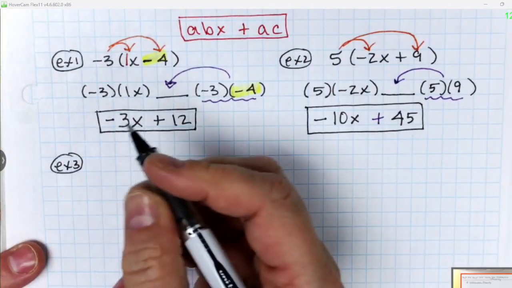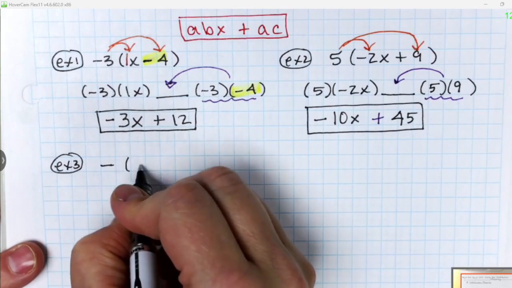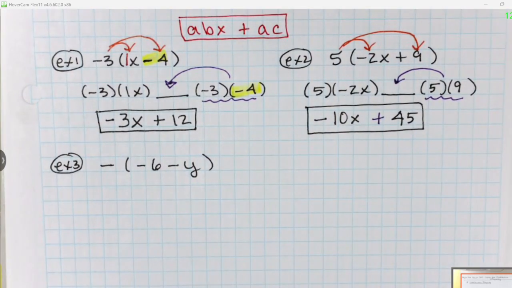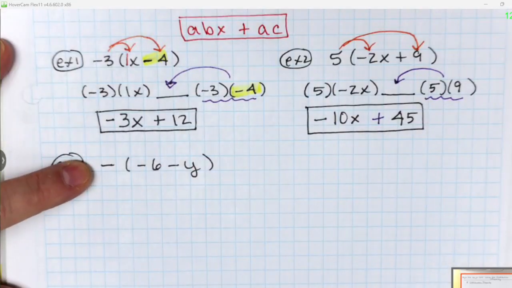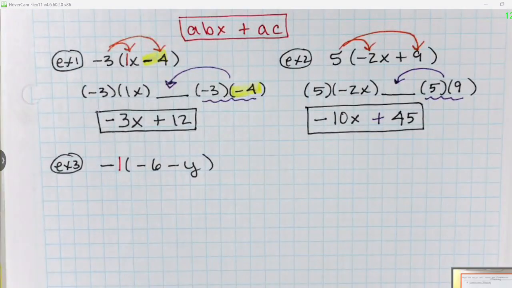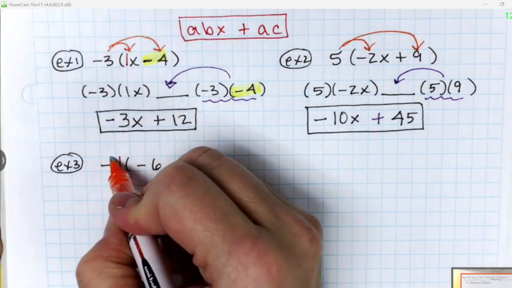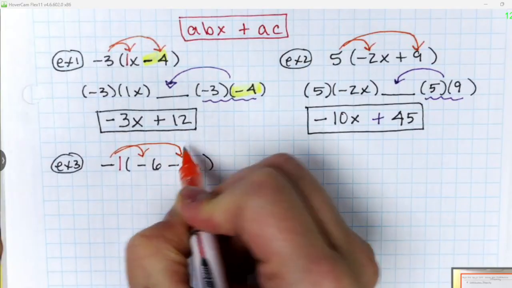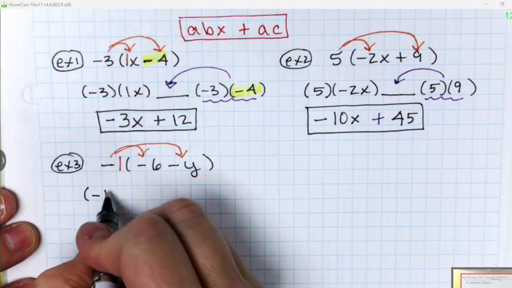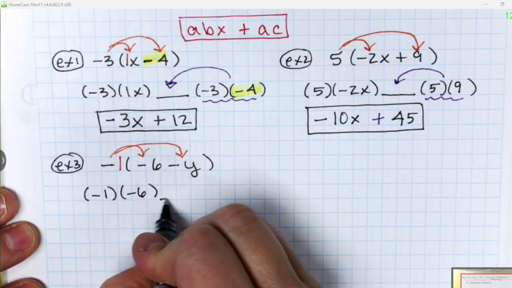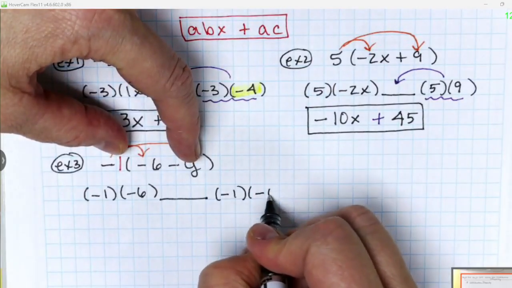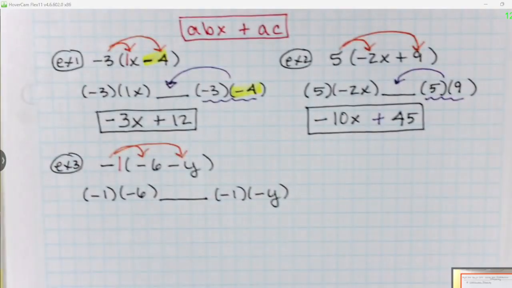Example 3. A negative times (negative 6 minus y). All right, as we've discussed in the past, there's no such thing as a negative by itself. That's really an invisible negative 1. So when you distribute, that negative 1 is going to be multiplied by everything on the inside. So here we go. Negative 1 times negative 6. Leave a space. Now the y. Negative 1 times negative y at the end.